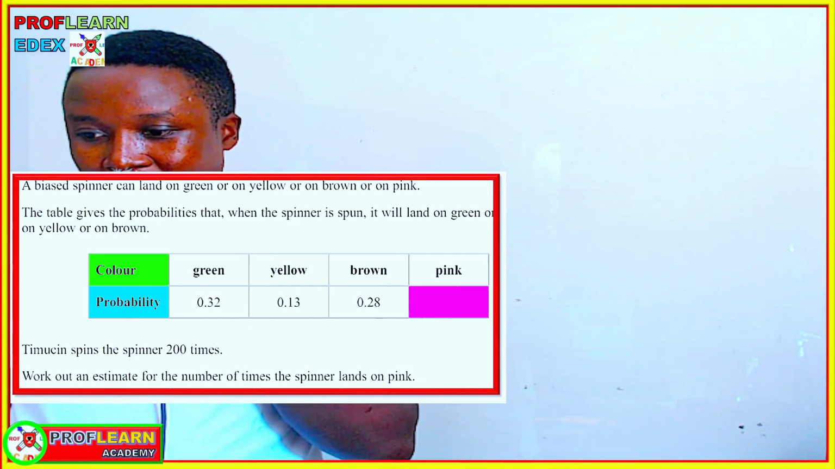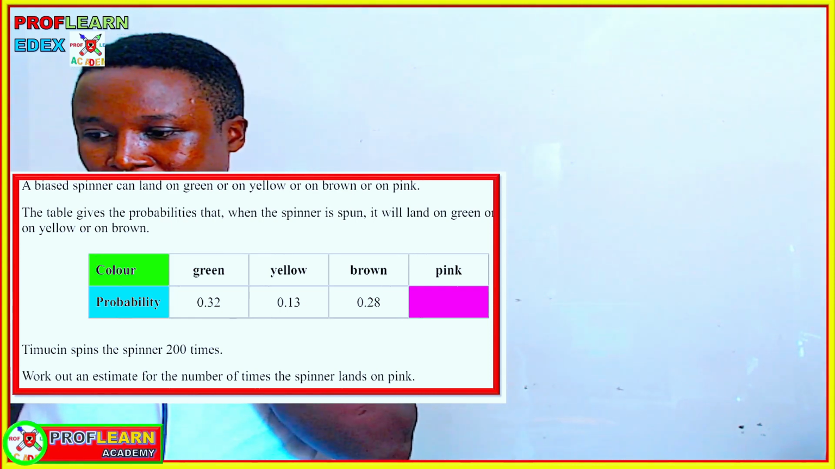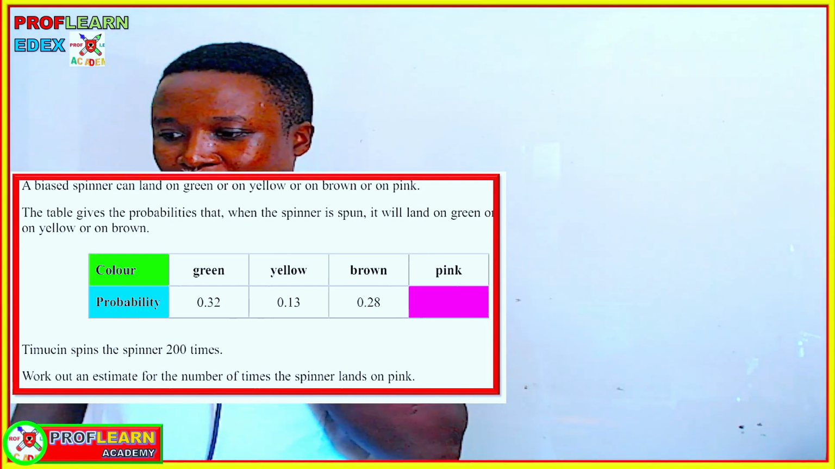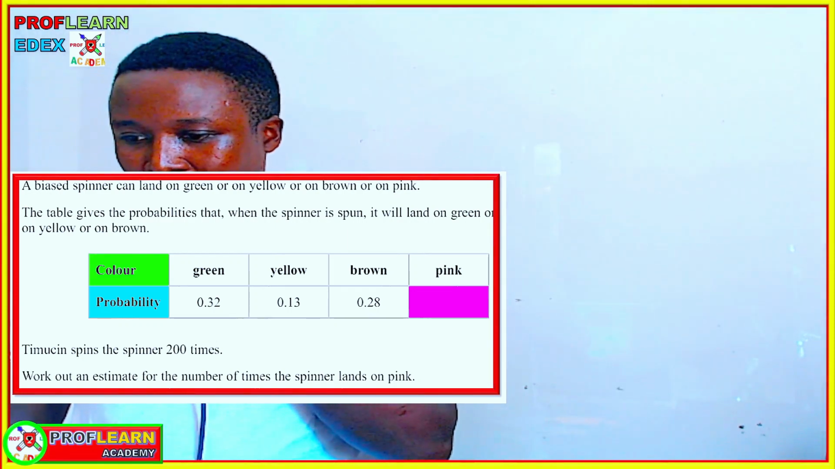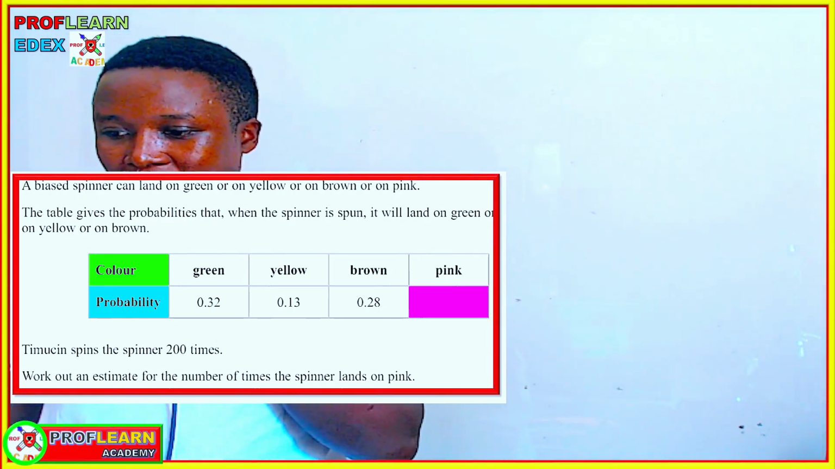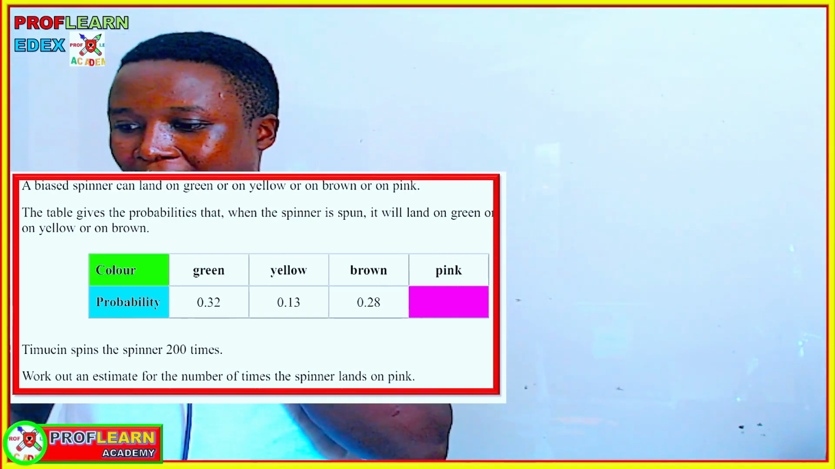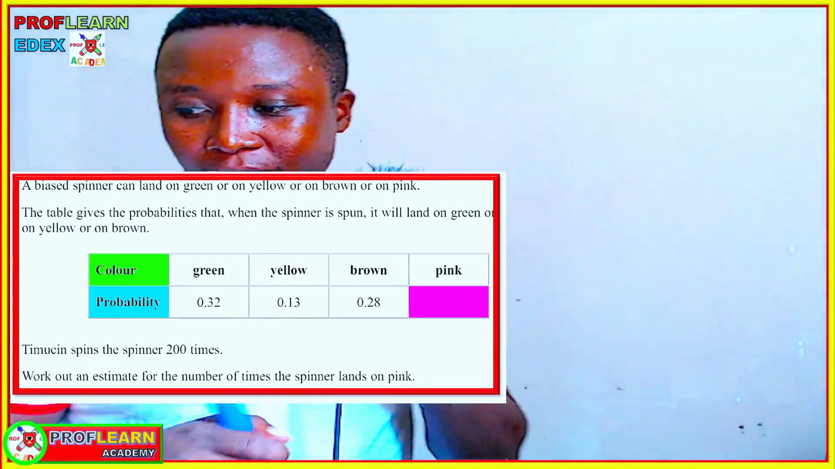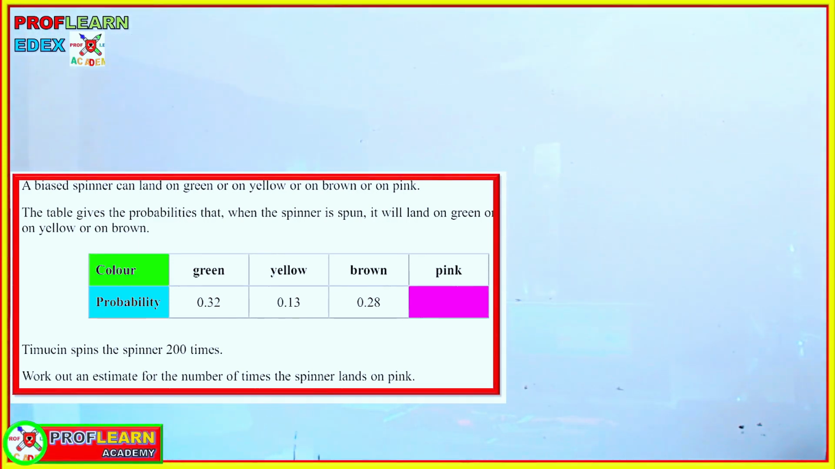So we are told that a biased spinner can land on green, yellow, brown, or pink. The table gives the probability that when the spinner is spun, it will land on green, yellow, and brown respectively, as shown here. We are told the probability for green is 0.32, for yellow is 0.13, and for brown is 0.28. Now, for pink, what's the probability? Something we have to take into consideration is that all the probabilities must add up to 1.